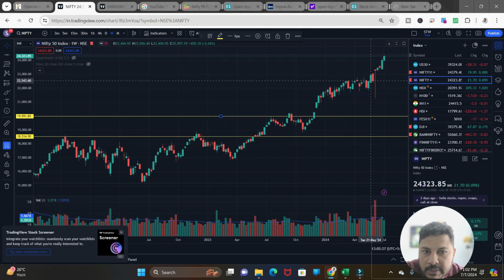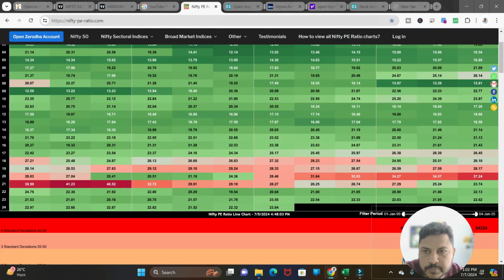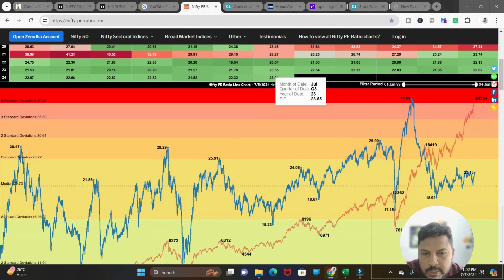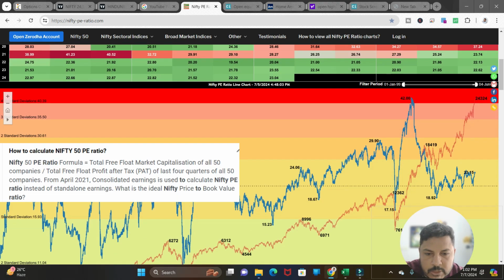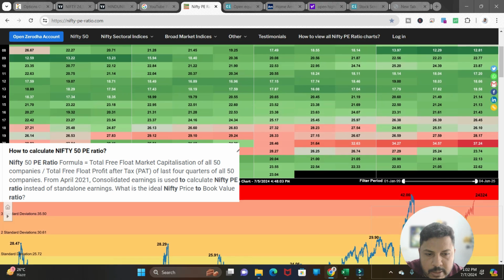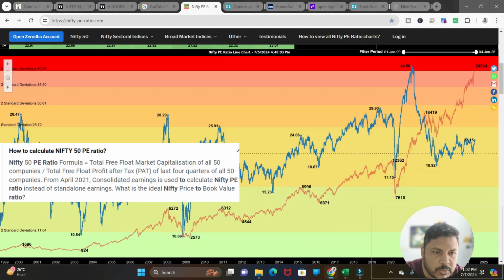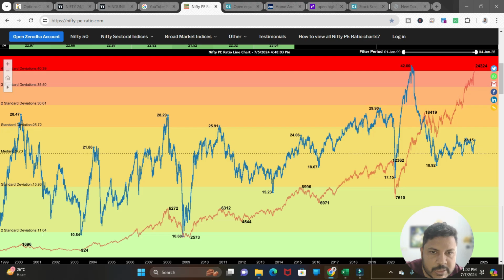So have we reached the top so that we can expect some kind of selling? Then we have to look at the Nifty PE ratio. This is a free site, the Nifty PE ratio site, where you can go and check what the PE ratio for Nifty is. As of now, it is 23 for the month of July. So you can look at this chart. Whenever the PE ratio was high, you could have expected a fall in the market. The market gets overexaggerated when the PE ratio goes high. Like this was 42 and the market fell down to about 7,000.